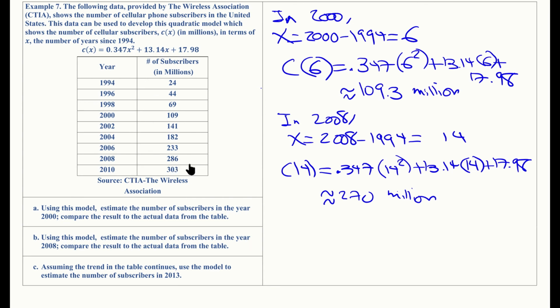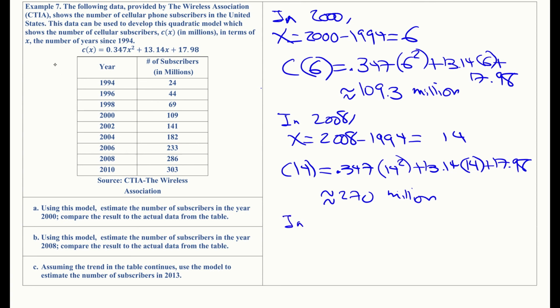Now, how does that compare to the results from the table? It's starting to become a little bit distant from the actual numbers, right? And that happens with these models. They do better toward the center of the data, where the computations were more accurate. So, assuming the trend in the table continues, use the model to estimate the number of subscribers in 2013.